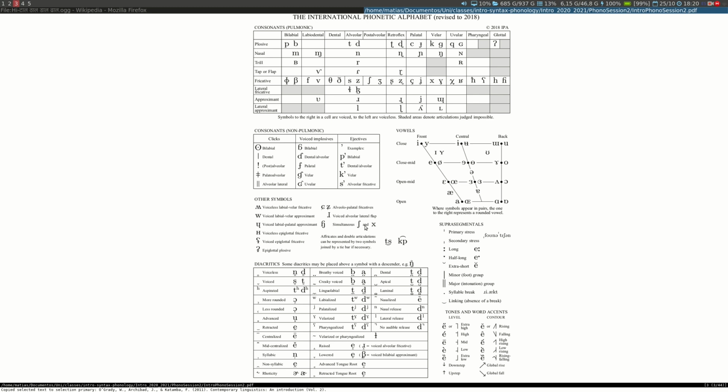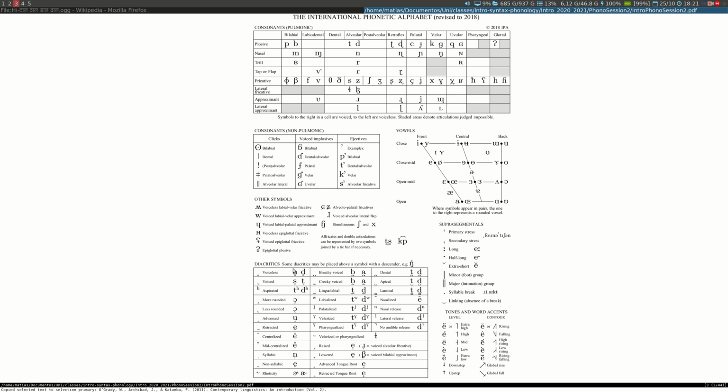Then you have some suprasegmental indications here. These are, for example, length, or whether something's half long or extra short. You have stress, both secondary stress, which is underneath, and primary stress, which is on top. This is the transcription, for example, of phonetician. You have some ways of writing tones, which is sometimes used. Sometimes people who transcribe tones use a different system.